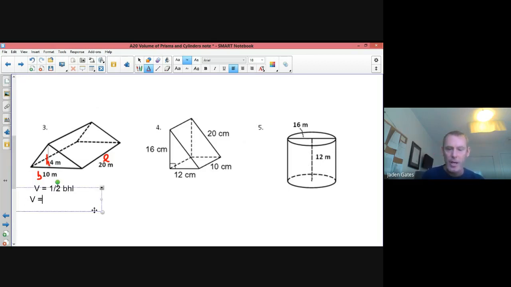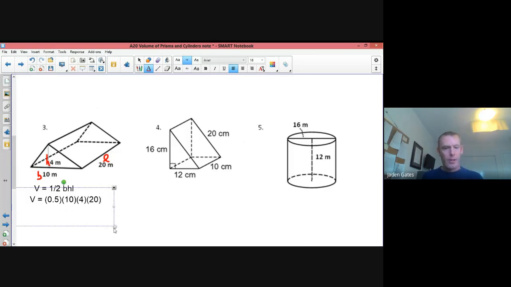Here's something I will do the entire time for this unit. When I see a fraction, since I'm not dealing with slope anymore, rise over run, I'm going to convert it to a decimal because I'm using it for calculations. So 1 divided by 2 is 0.5. I have a base of 10, my height is 4, and then my length is 20.